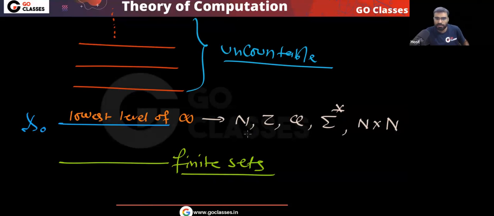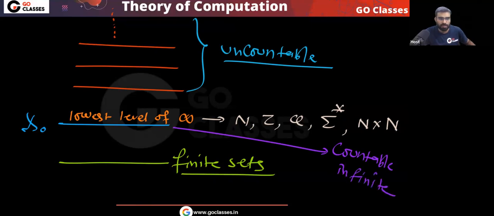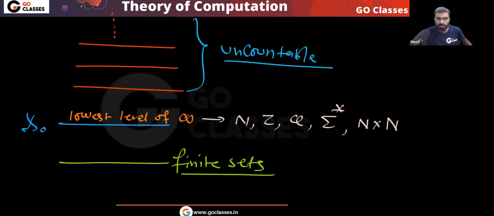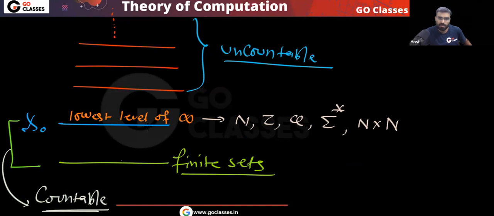Okay. And remember one more thing. This lowest level is your countable infinite. So which level is the countable level? Where is the countable? If you combine these two, then this will be your countable. Is this clear? And all the remaining levels will be uncountable sets.